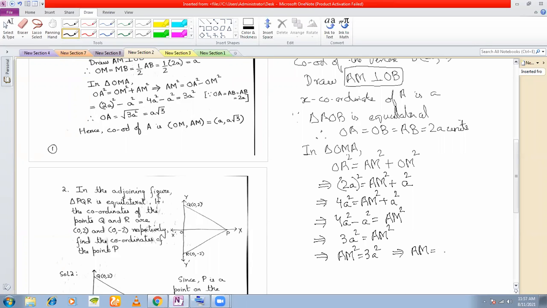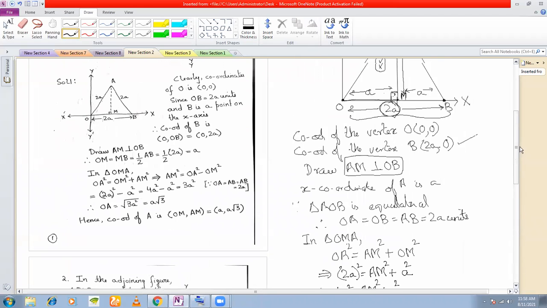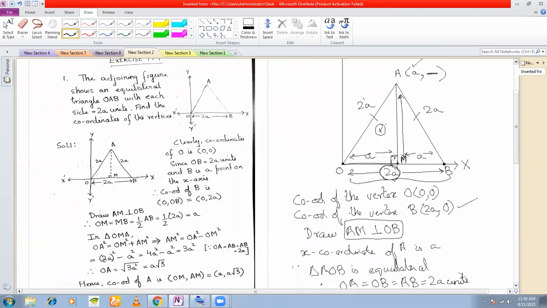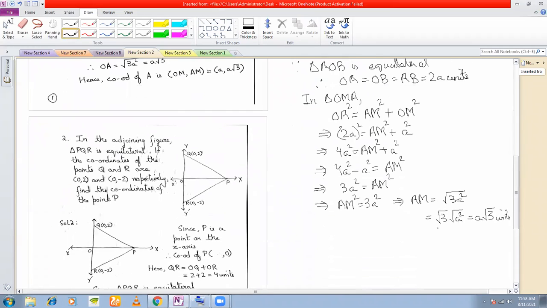AM therefore is equal to square root of 3A square, which is equal to root 3 into root A square, which is equal to A into root 3 units. So what is this length here? AM, A root 3. Therefore, what is the y coordinate? A root 3. Is this clear to everyone? Yes, sir. Y coordinate of A is equal to A root 3.